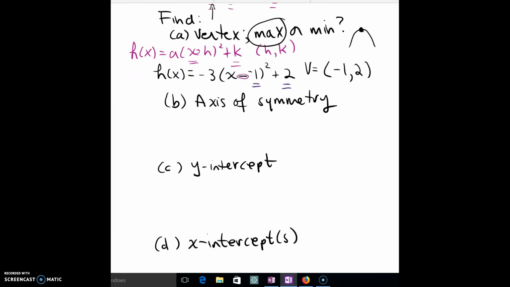In terms of axis of symmetry, we have an axis of symmetry at x is equal to, and that's the x value of the vertex. We have an axis of symmetry at x is equal to negative 1.